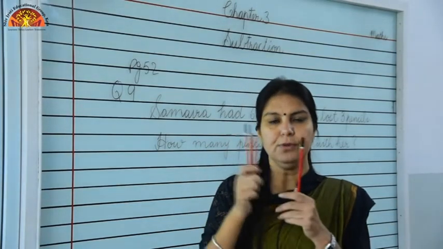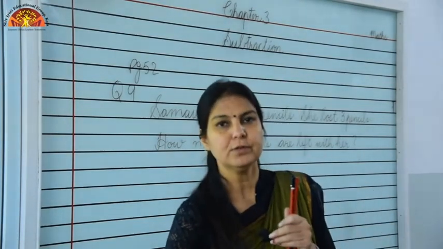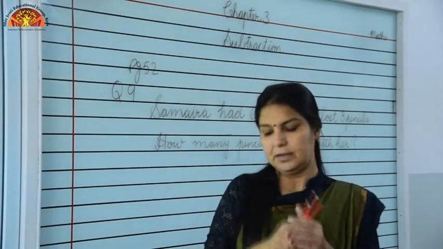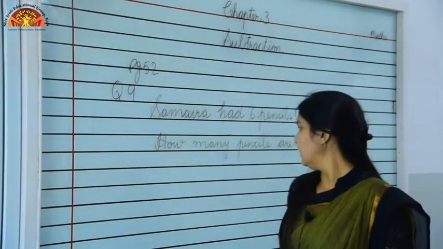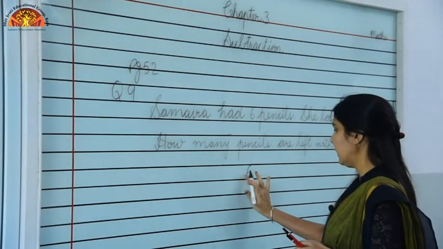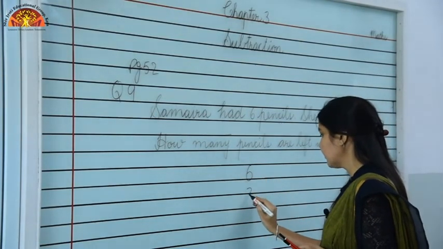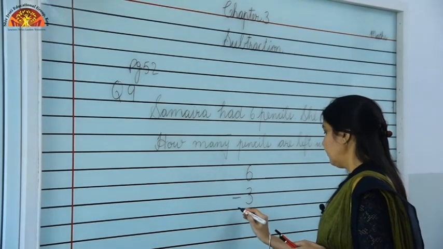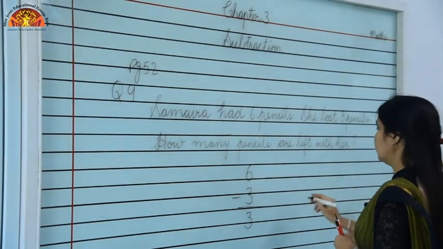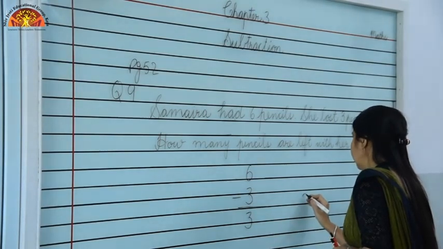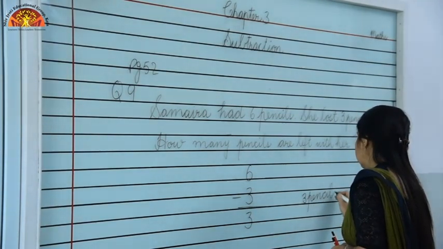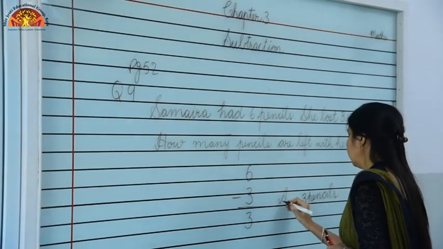Now count how many are remaining: 1, 2 and 3. So we can say that 6 pencils Samaira had and she has lost 3 pencils. We will subtract. Now how many pencils are left with her? 3 pencils are left with her. So we can write 3 pencils. This is the answer.